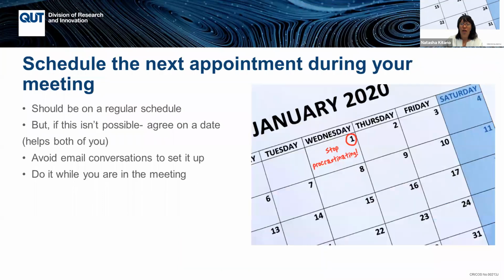All right. Something else that you can do during your meeting is to schedule the next appointment then and there in the meeting. If you don't have a regular occurring meeting, do it while you have your supervisor's attention. It's better to be on a regular schedule, but what you need to do is agree on a date. I think it's better to avoid email conversations to set it up, so that's why you can try and do it in the meeting.